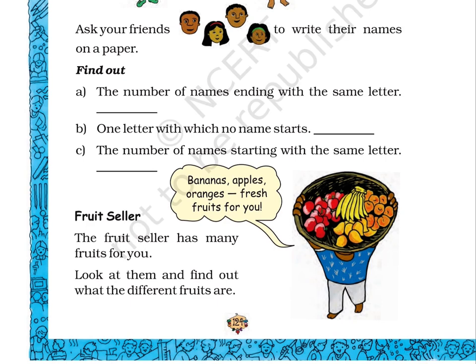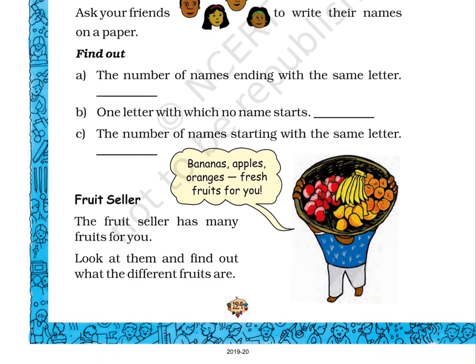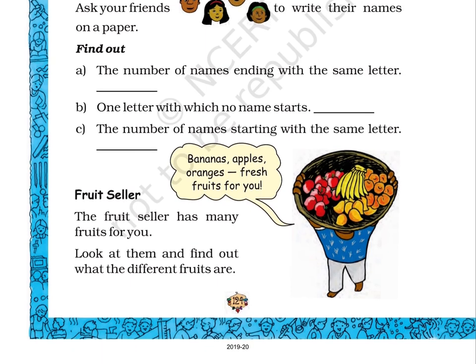Part 2. Fruit Seller. Picture 2 on the right side shows a fruit seller holding a basket full of fruits like bananas, apples, oranges and mangoes on his head. He is calling people by saying, bananas, apples, oranges, fresh fruits for you. On the left side, the text reads as, the fruit seller has many fruits for you. Look at them and find out what the different fruits are.